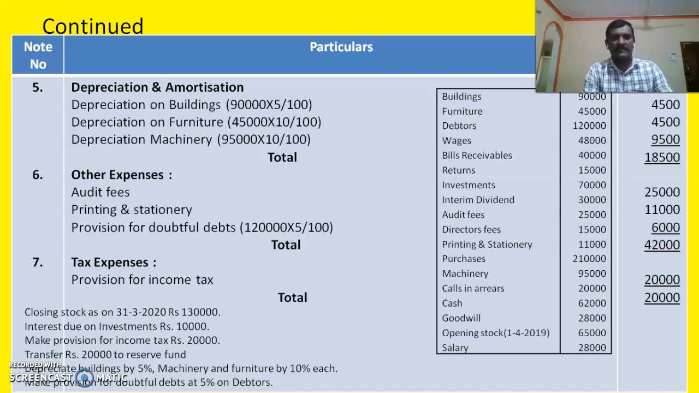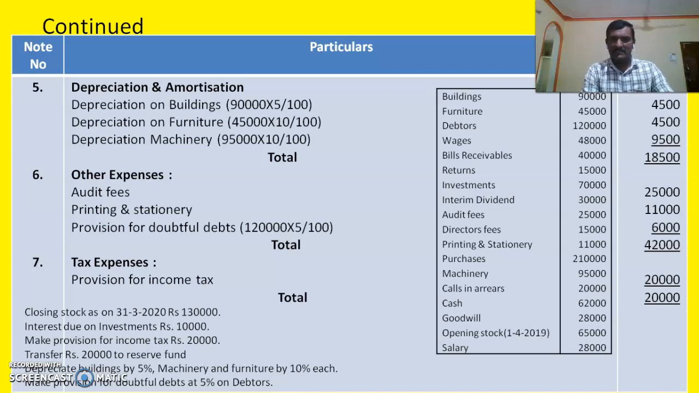So 5%, 10% and 10%. On that basis, we have to calculate the amount of depreciation, and we will get rupees 4,500, 4,500 and 9,500 of depreciation on building, furniture and machinery respectively. And then we can move towards the next item, that is other expenses.